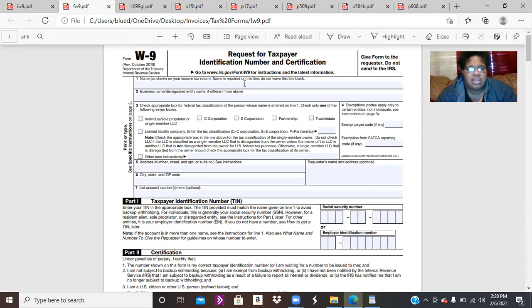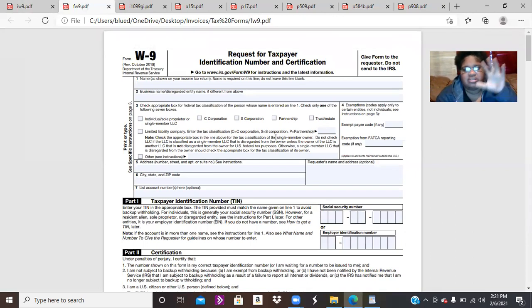So you have to put your name on here, your business name. You would check if you're an individual, sole proprietor, or single member LLC, C Corp, S Corp, partnership, trust, estate, or limited liability company, with the tax classification of C Corporation, S Corporation, or partnership. So basically, y'all, C Corp and S Corp is a tax bracket. It's not really a corporation or anything like that. A lot of people will be like, oh, I'm going to be a C Corp or S Corp. It's really a tax bracket, y'all. It's how you tax yourself.